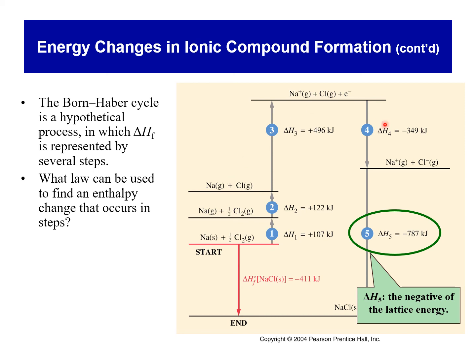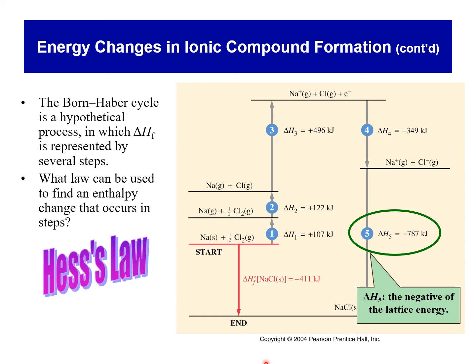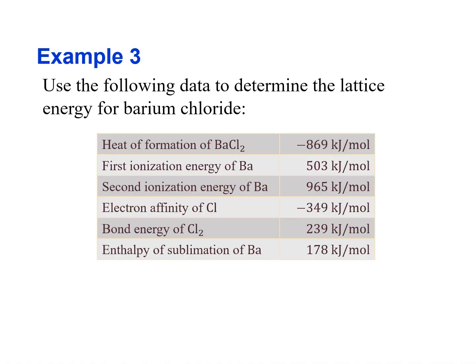So how then do we do this? How do you take a whole bunch of different reactions and add them together to find an unknown reaction? Well, this, of course, is where we're going to bring in Hess's law. This cycle of different steps, of different reactions, if you call them that, is called the Born-Haber cycle, and it's really just an application or a specific case of Hess's law. I think this is easiest to illustrate with an example.